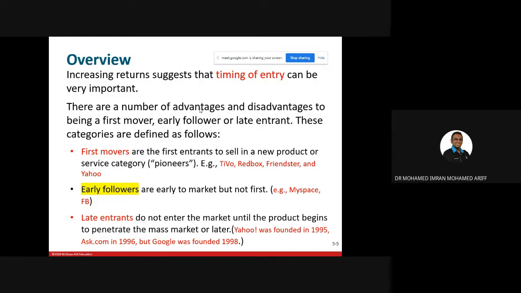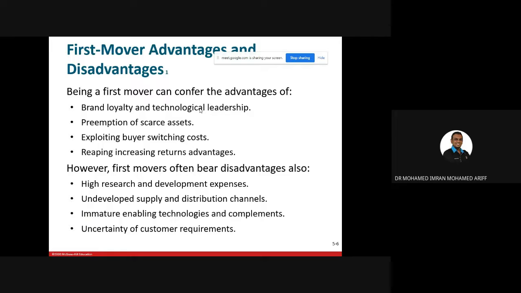Okay, and then we also have late entrance. Late entrance ni macam Google is considered late sebab Yahoo started first, and then Ask.com started next, and then baru Google in 98. Okay, so that means Google only studied what Yahoo could not do, apa dia punya setbacks, and then from there baru dia move on lah. Okay, so there are certain advantages kalau you jadi first movers. There are certain advantages kalau first movers ni, you dapat brand loyalty. You dapat technology leadership, so orang akan selalu refer pada you.